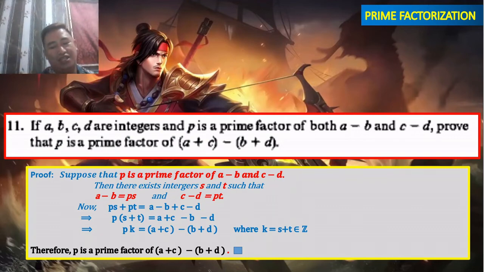Okay, so we showed it already. Done with the proof. Next.